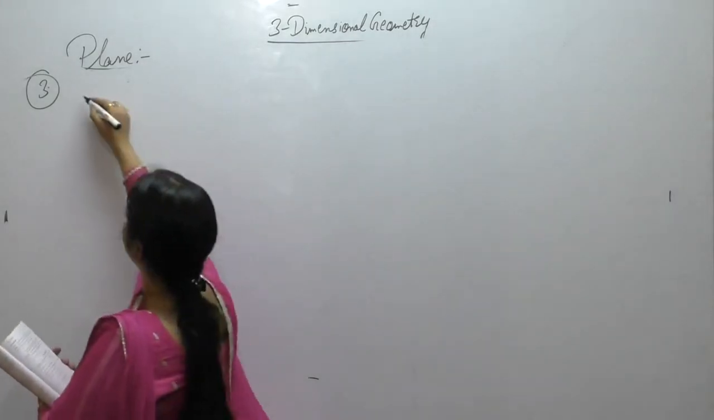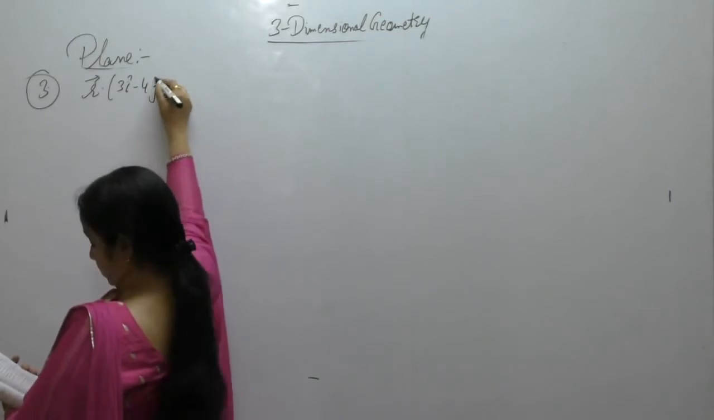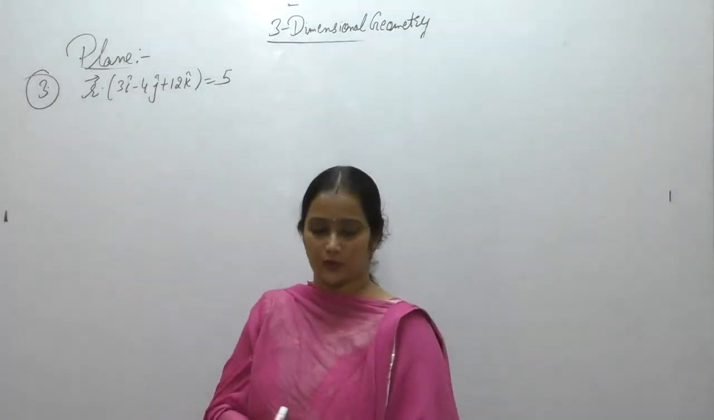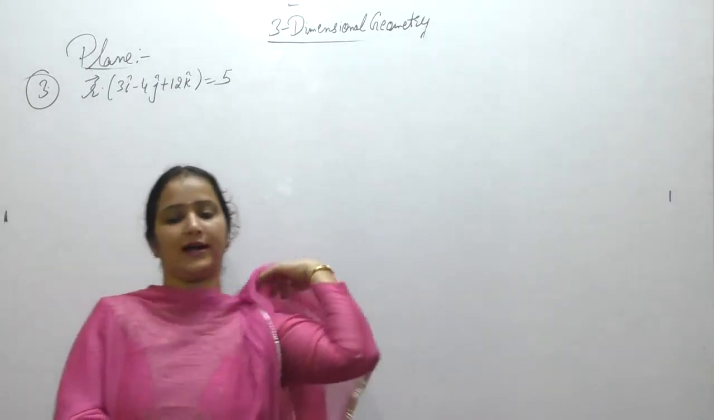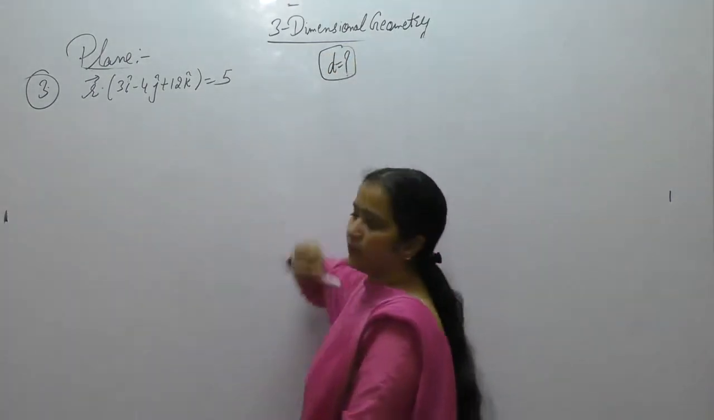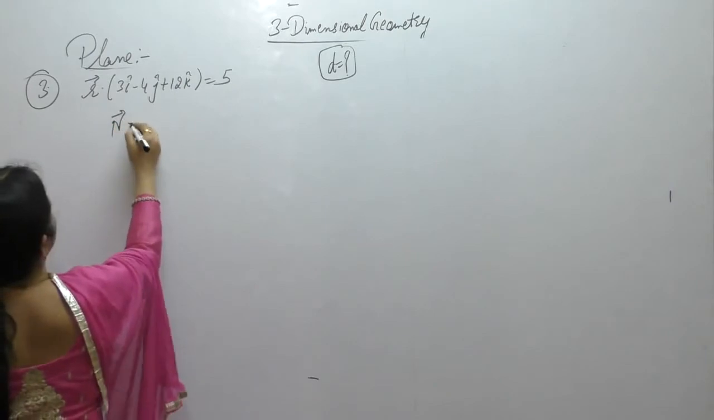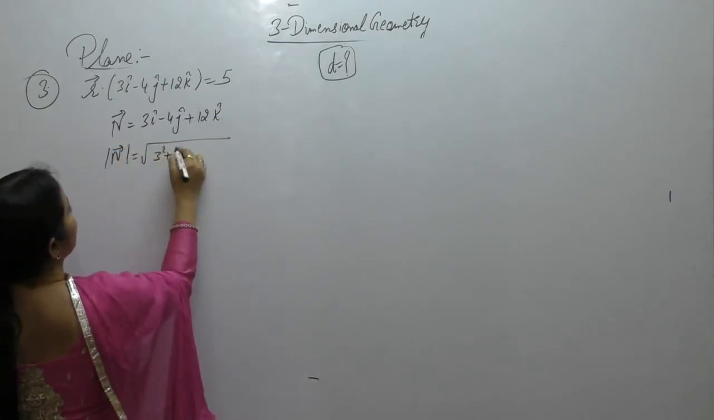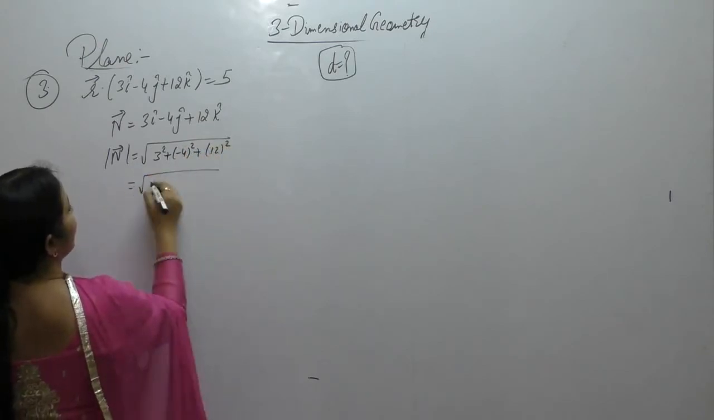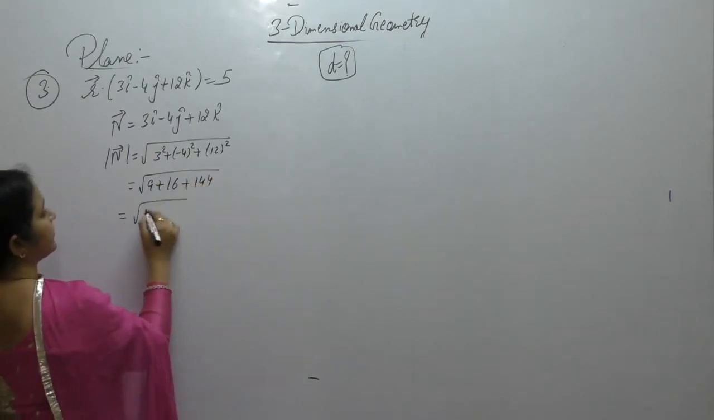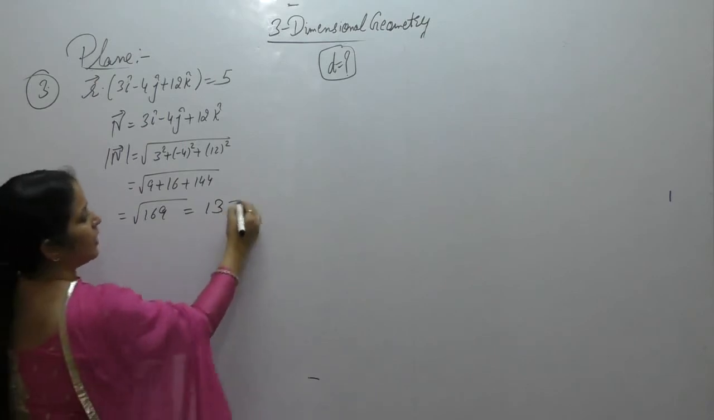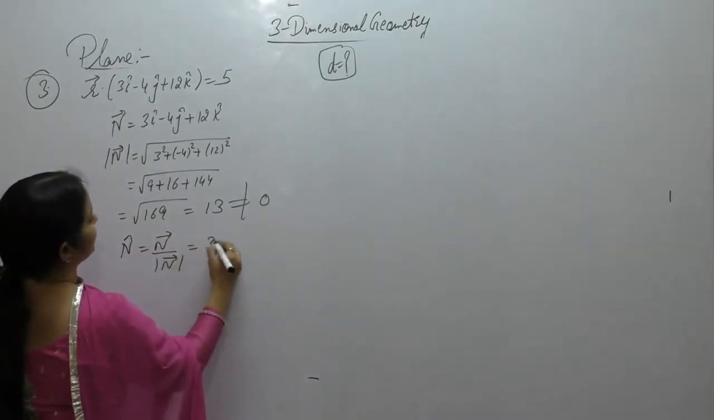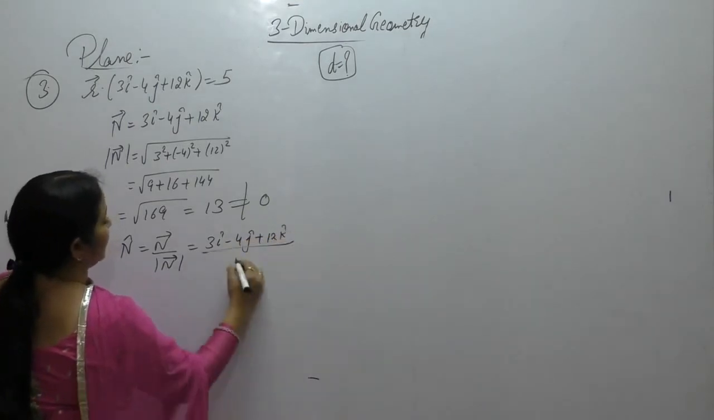Reduce the equation r vector dot 3i minus 4j plus 12k equals 5 to the normal form and hence find the length of the perpendicular from the origin to the plane. Now we want to find the value of d and reduce it to the normal form. This is the n vector 3i minus 4j plus 12k. Magnitude of n vector is root of 3 square plus minus 4 square plus 12 square, 9 plus 16 plus 144, so 13. This is not equal to 1, so this is not a unit vector. So n cap is n vector upon magnitude of n vector: 3i minus 4j plus 12k upon 13.